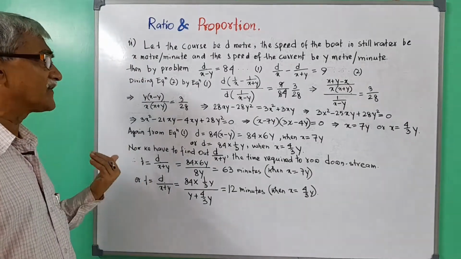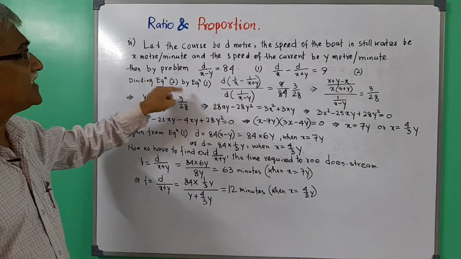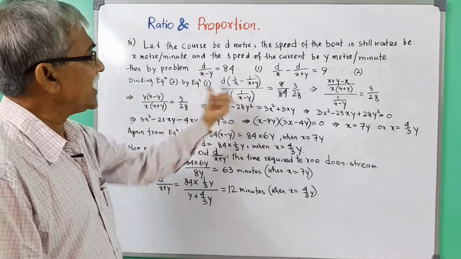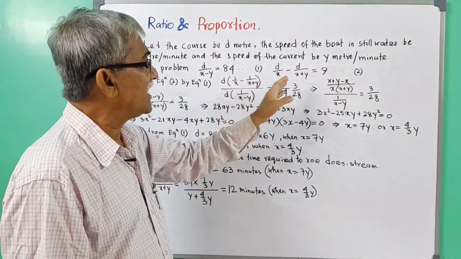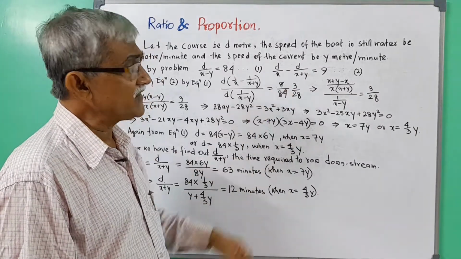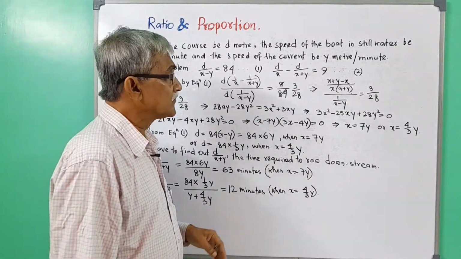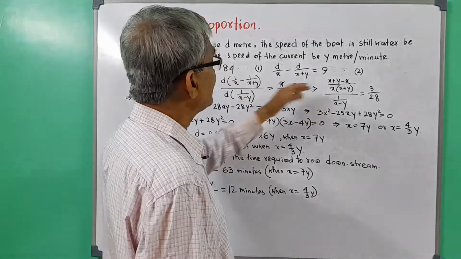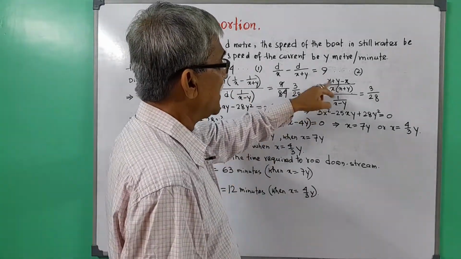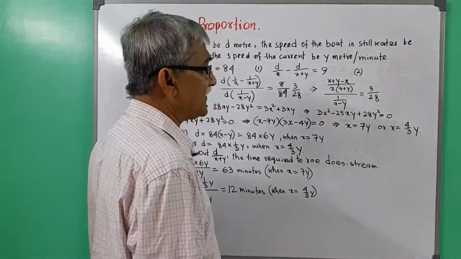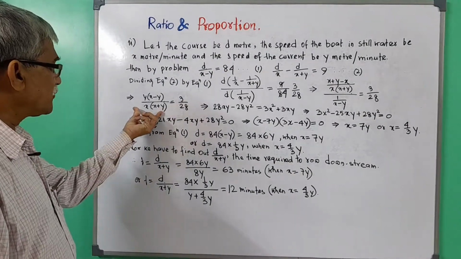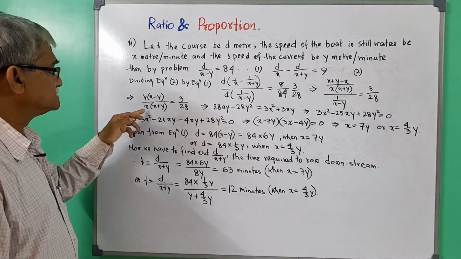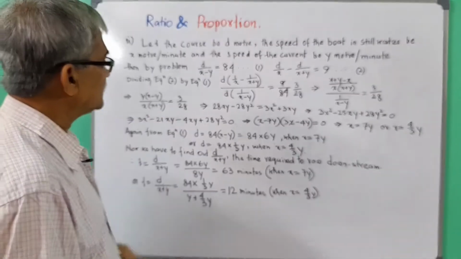Then we divide equation number 2 by equation number 1, and d cancels out, and that is 9 by 84, or by minimizing it, 3 by 28. So x plus y minus x upon x into x plus y, whole upon 1 by x minus y, is equal to 3 by 28. Or this is y into x minus y upon x into x plus y is equal to 3 upon 28.